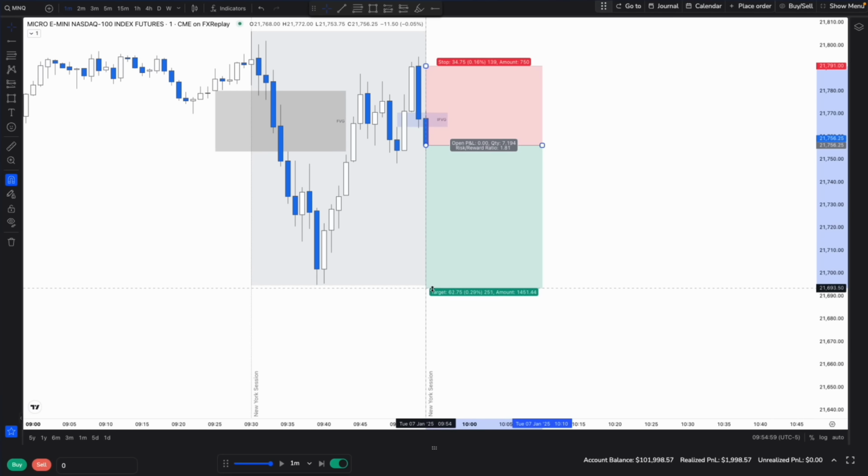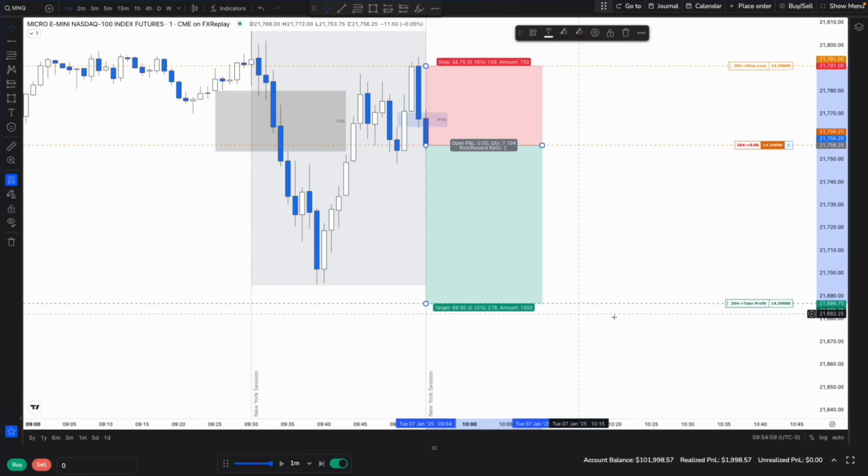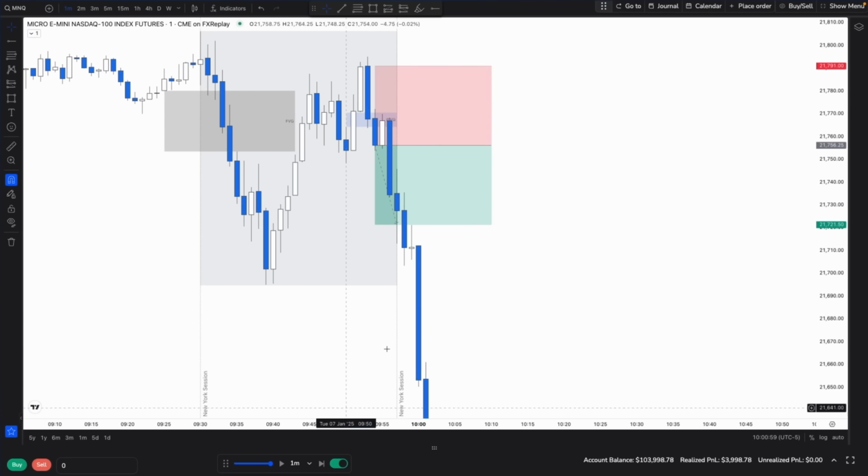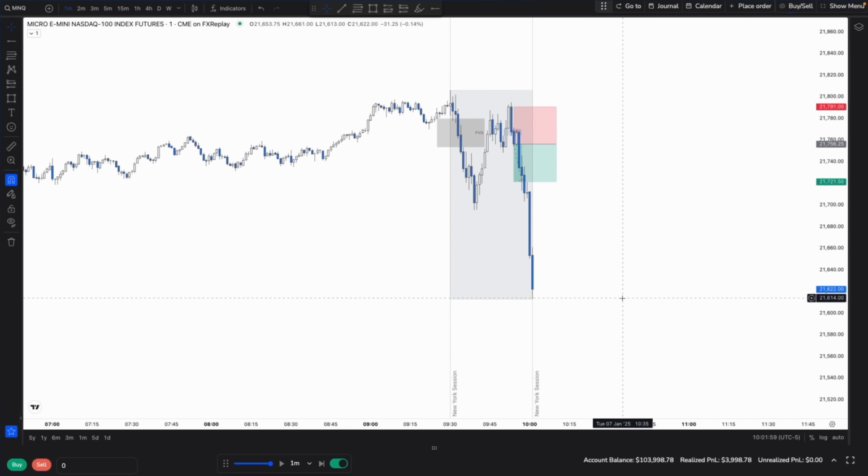We're just going to risk reward of 1 to 2. Place an order with a 1% risk. Break even once we reach 1R as usual. So 1R reached, we can move stops to break even. And price drives straight through our take profit there.